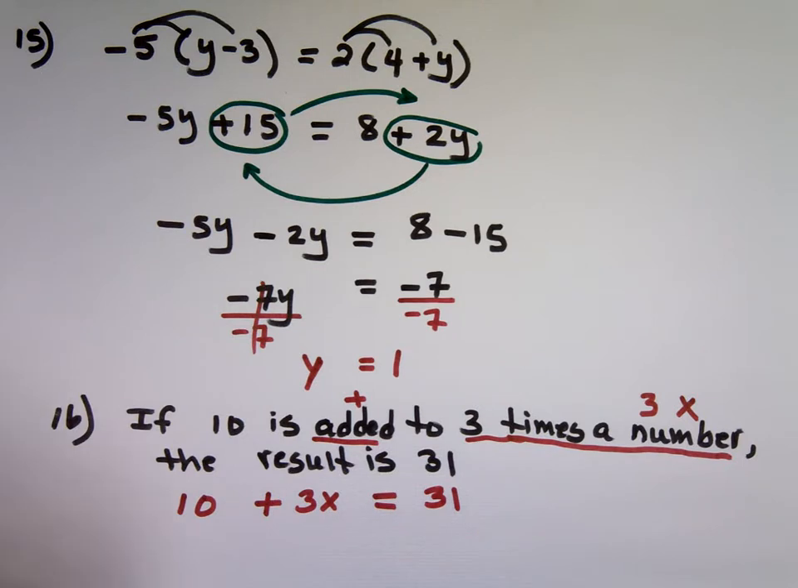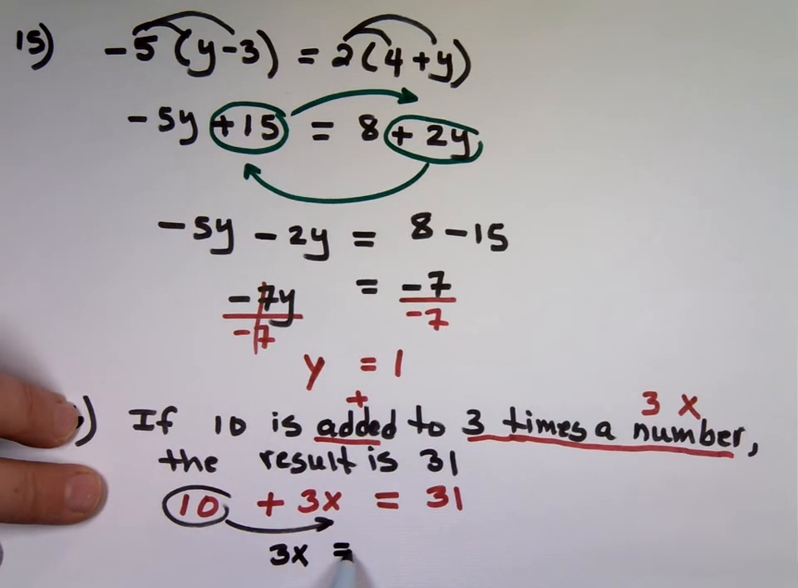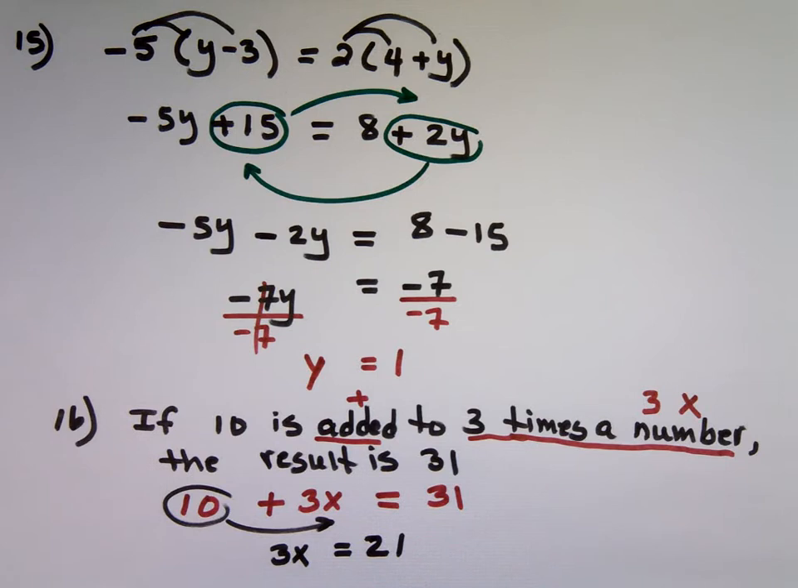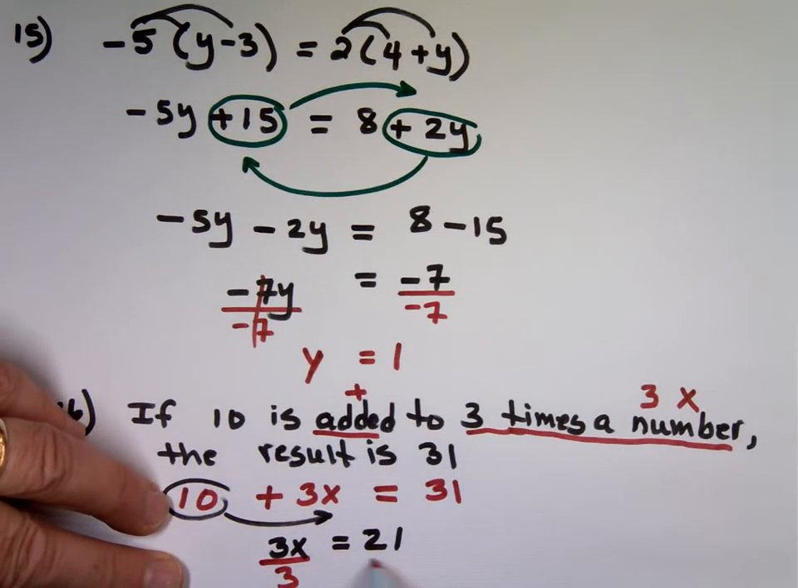Take the 10 to the right side, becomes a negative 10. 3x equals what? 31 minus 10 is 21. And to solve for x, we're going to divide both sides by what? 3. X equals 7.